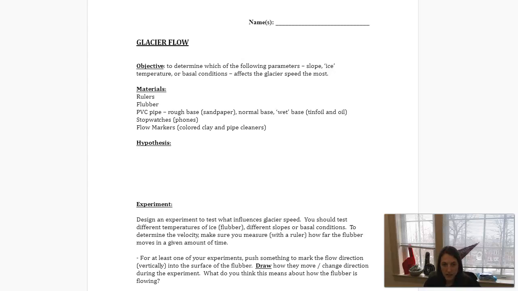In addition to that, you'll need your phones for stopwatches and some flow markers, which I will provide as well. And you can also feel free to bring some in. You do have some pieces of clay and some pipe cleaners in your science kit at home as well.